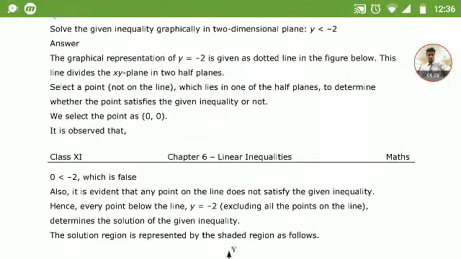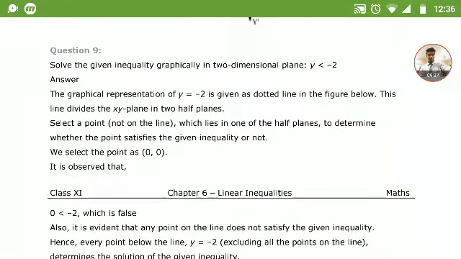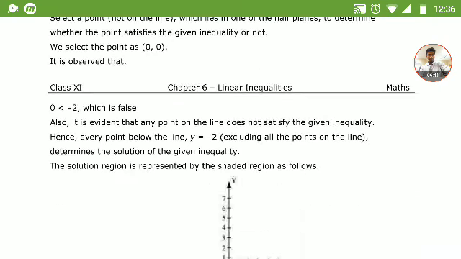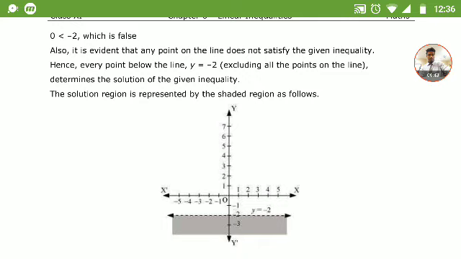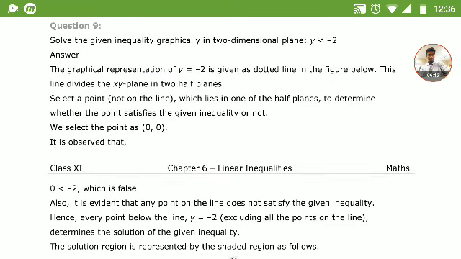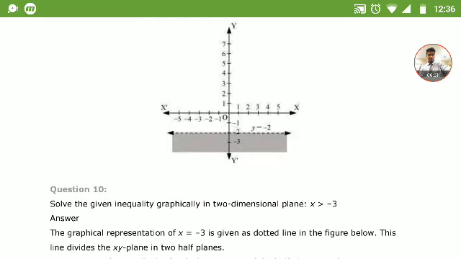One numerical I'll show you, question number 9, y is less than minus 2. Now y is equal to graph is on y-axis. Okay, when it's less than, 0 is greater than minus 2, that is why origin will not be included, that is why the down portion is shaded. Same thing goes for x is greater than minus 3. Okay, all the numericals are the same, just basic concepts should be clear.